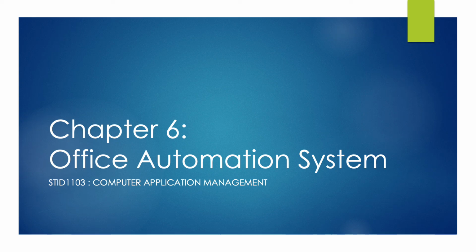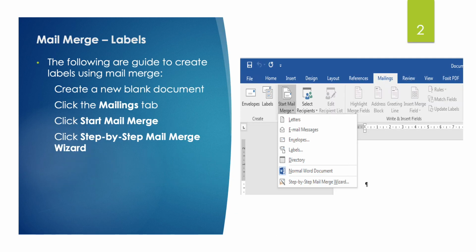This is the second part of Microsoft Word. So just continuing from the previous video. Previously we looked into mail merge and we tried to do it for letters. In this one, we are going to use mail merge for labels.